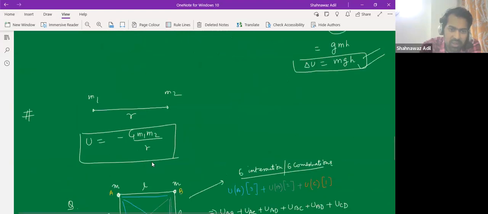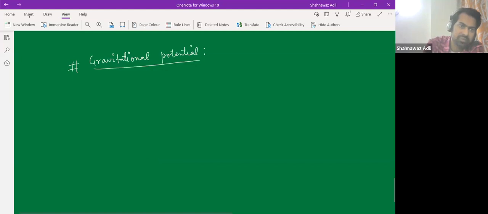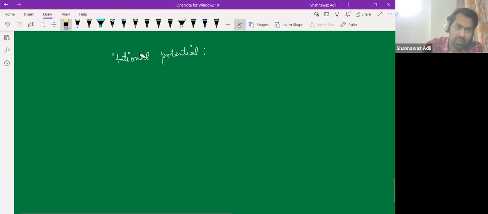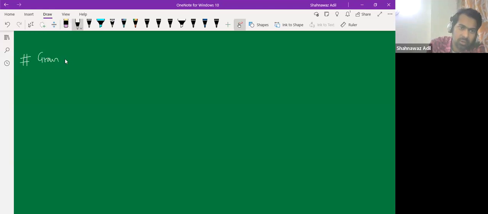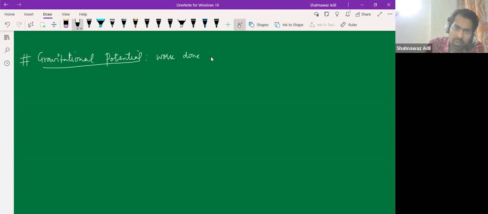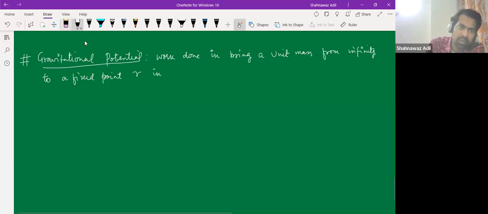So this gravitational potential is the work done in bringing a unit mass from infinity to a fixed point r by the gravitational force.